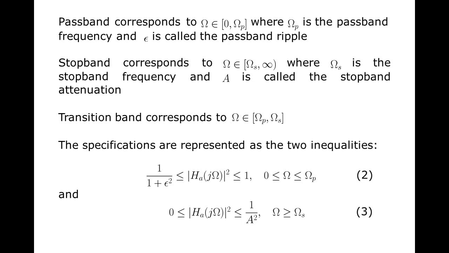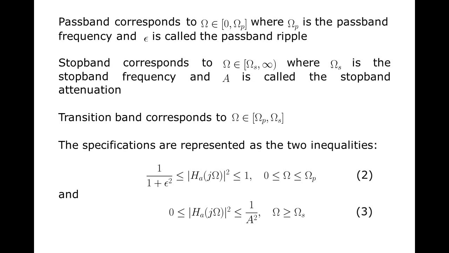Now we have to design the filter. The pass band corresponds to omega from 0 to omega_p, where omega_p is the passband frequency and epsilon is called the passband ripple. The stop band corresponds to omega from omega_s to infinity, where omega_s is the stop band frequency and A is called the stop band attenuation. The transition band corresponds to omega in the set between omega_p and omega_s.